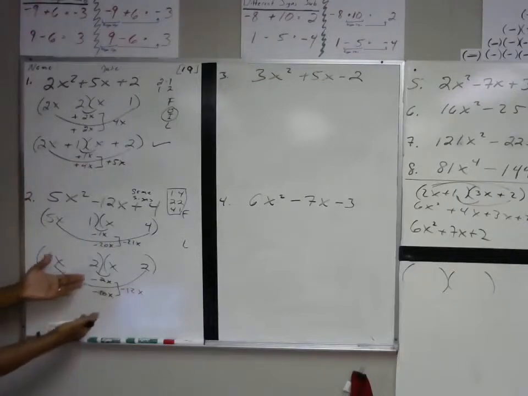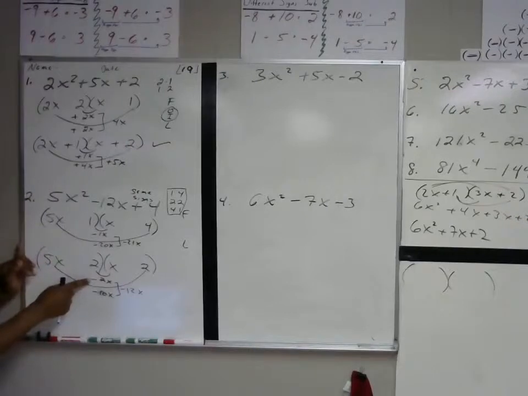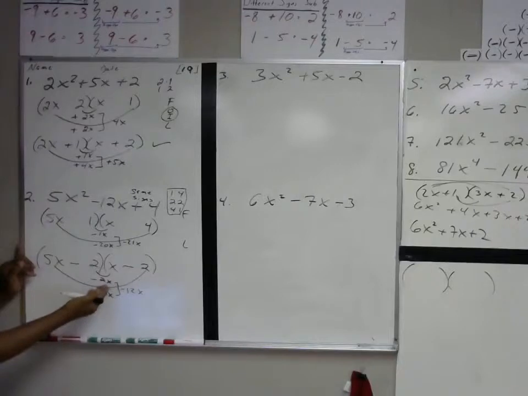So I found the right combination. It was the 2-2 combination. So the first one will have a negative, and the second one will have a negative. And that's finished.